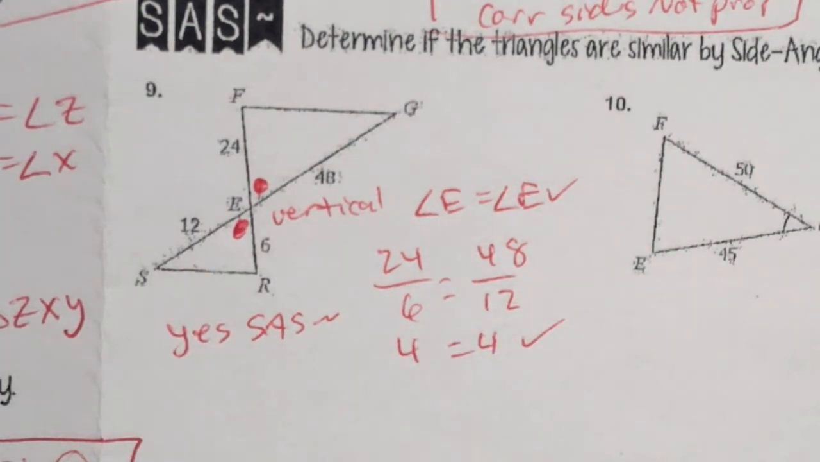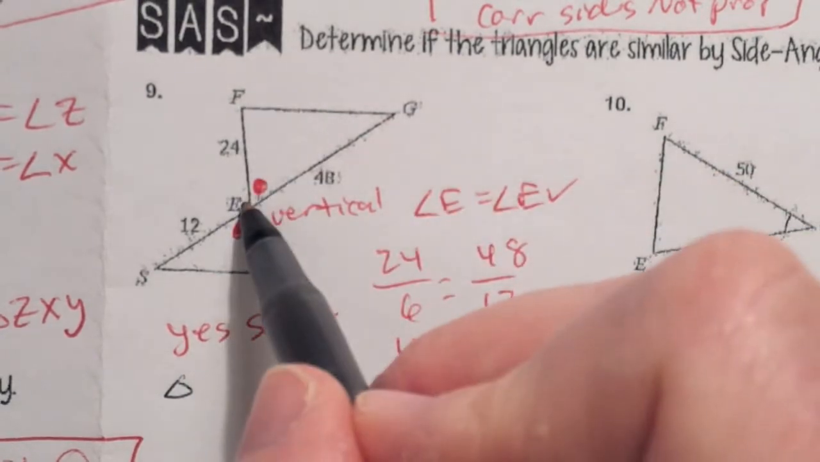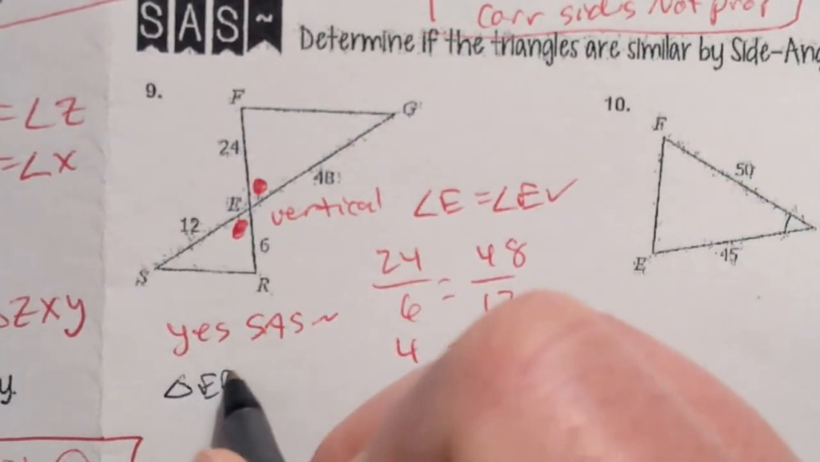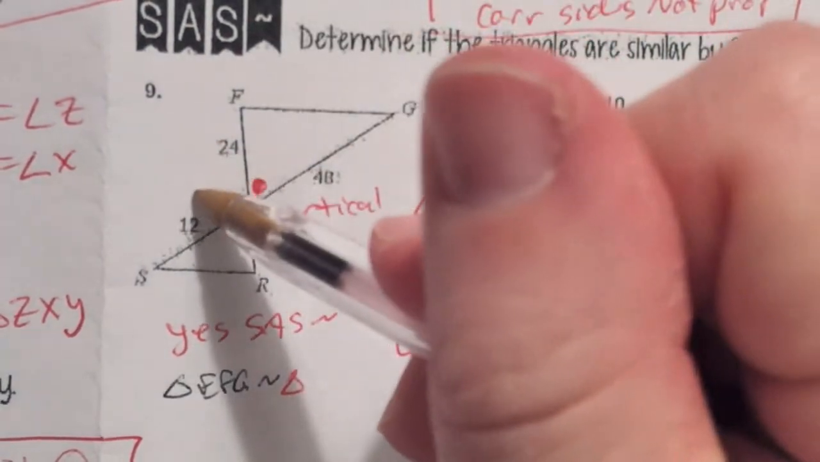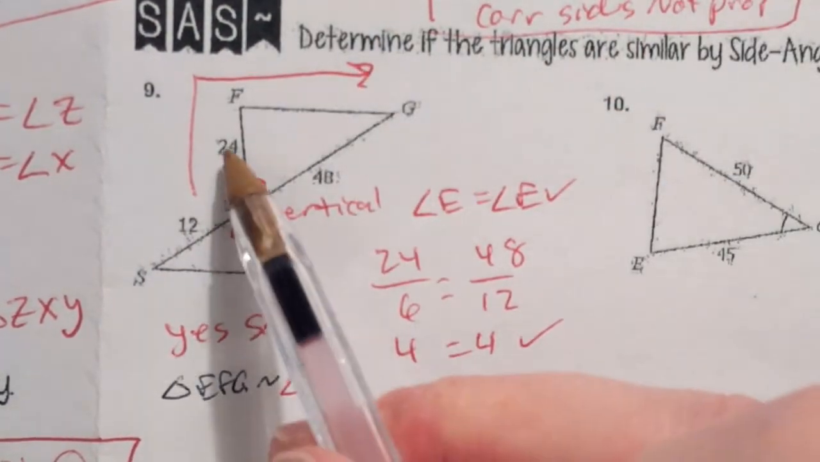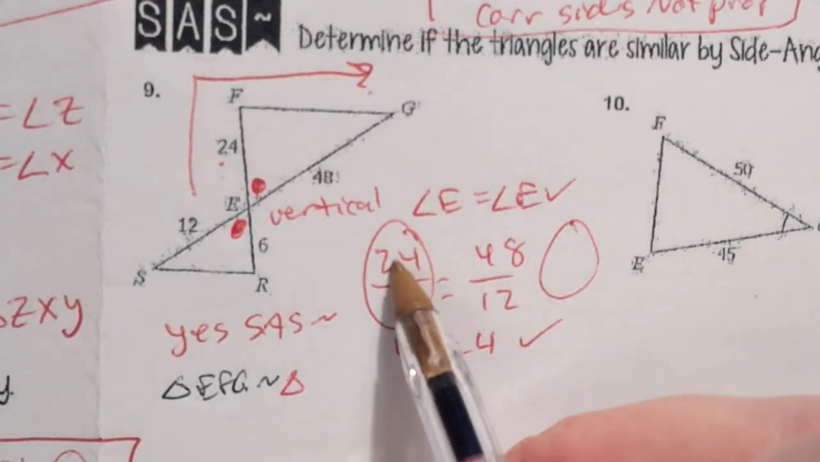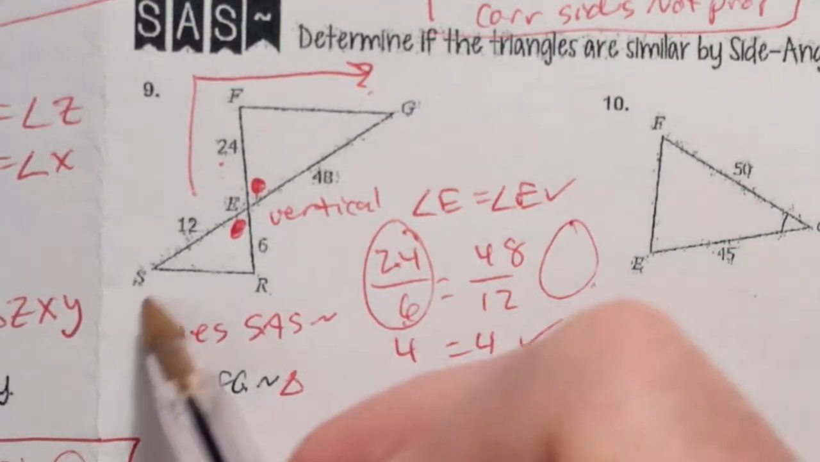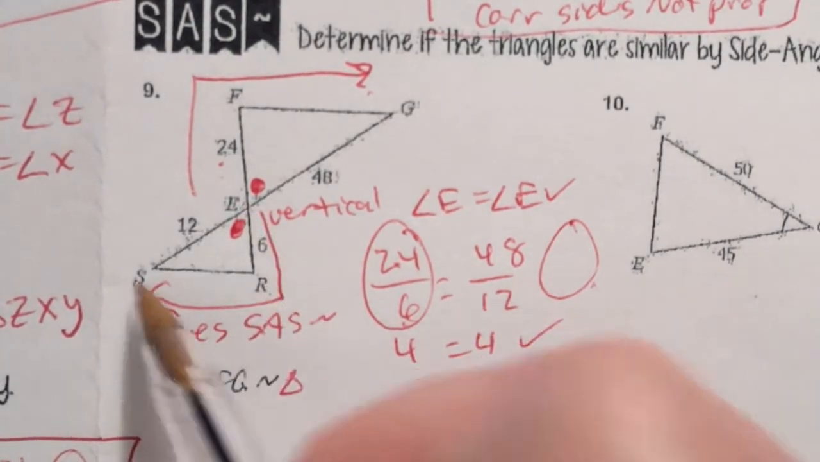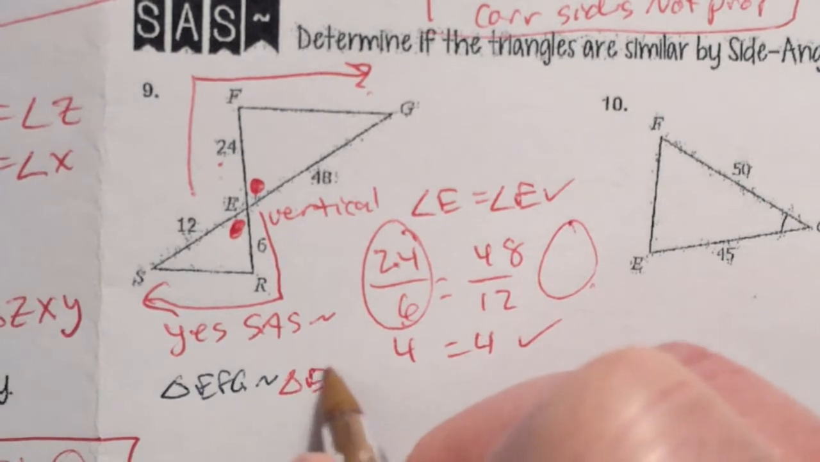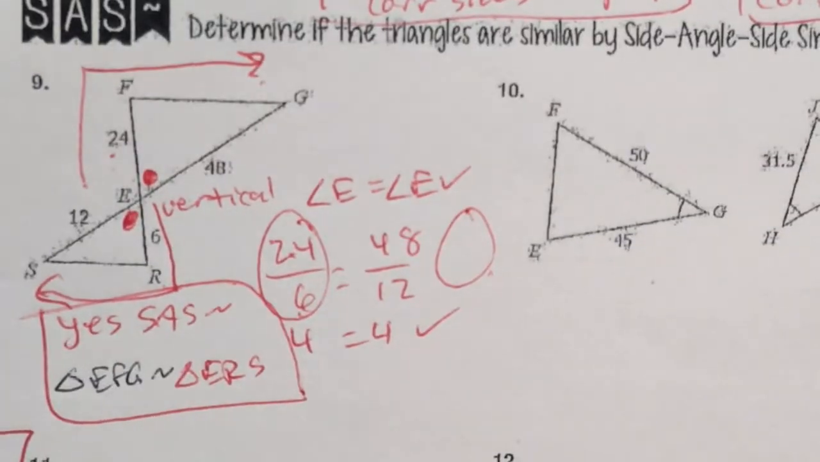And so what if I said triangle EFG? That'd be similar to triangle what? If I went E, F, and G, what did I do? I did 24, then nothing. So 24, then nothing, that would be the same thing as 6 and nothing. So 6 and nothing, that would be ERS. And there's your answer.